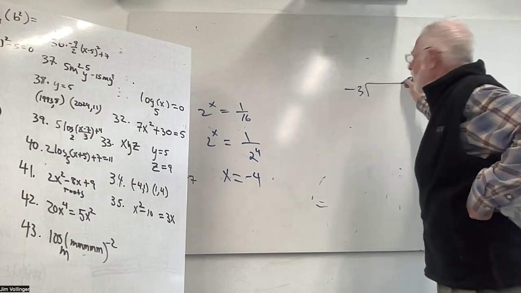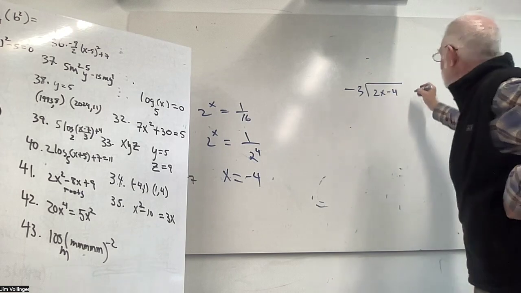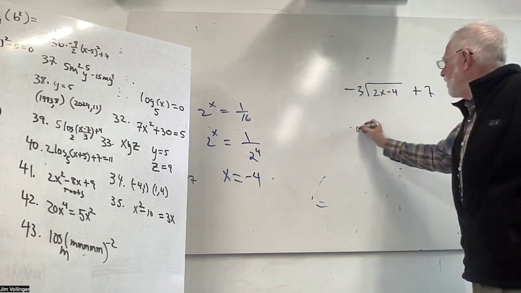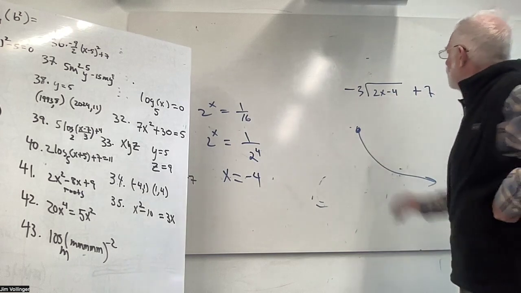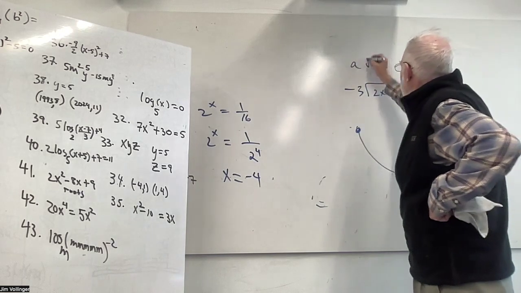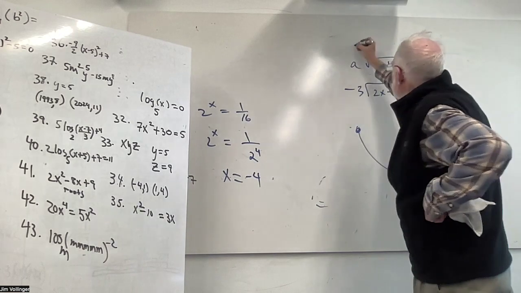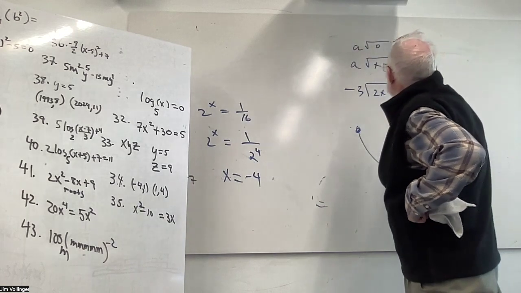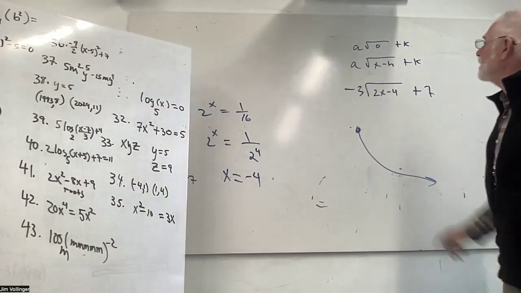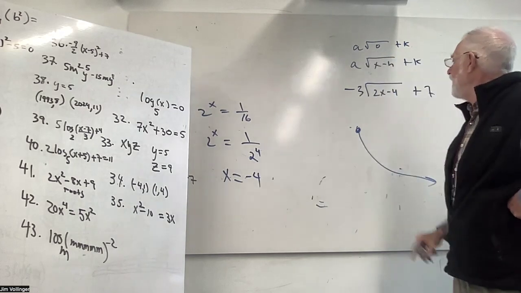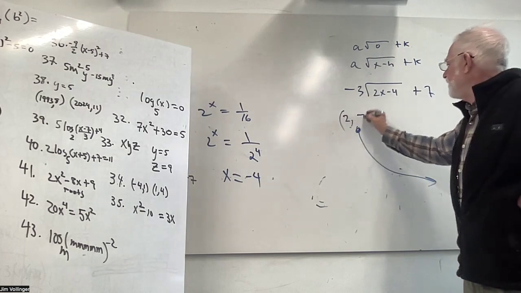Minus 3 square root of 2x minus 4 plus 7. I have a square root that starts somewhere and goes down. And boy, wouldn't it be nice if we had the square root of x minus h plus k equaling a times the square root of 0 plus k? I would hope that's what we're looking for, because that's the smallest square root you can have. So x is 2, and that gets me a 7.